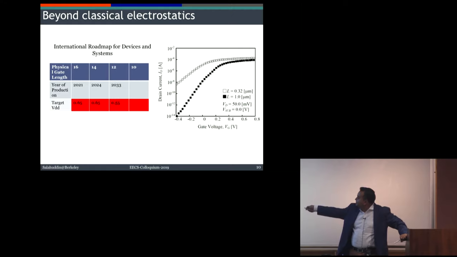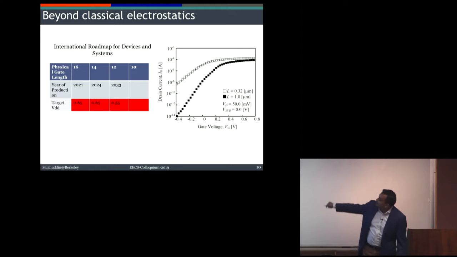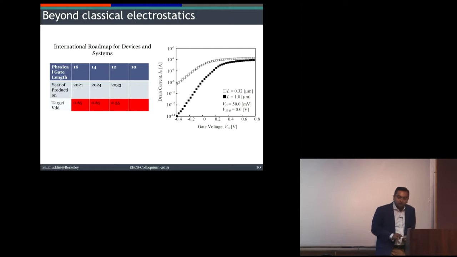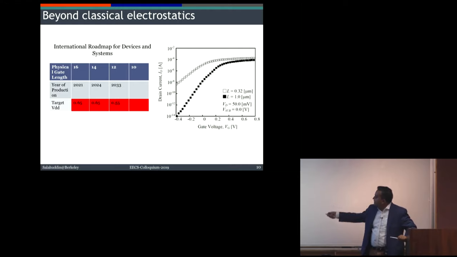You see that going from 14 to 12, the projected date is 2033. Because the anticipation is it will take a long time to build that. And below that, 10 nanometer physical gate length, there is nothing because we don't know that we can get there or not. Okay? So therefore, we need to think in terms of what we can do to again get back our gate control so that we can turn off the transistor like this black curve.